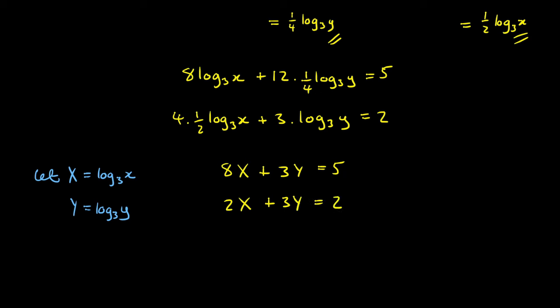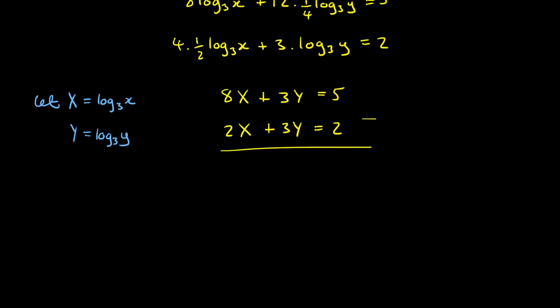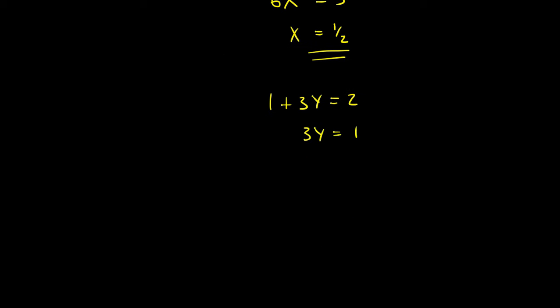Right, now that should be a fairly simple simultaneous equation because I've got the same number of Y's, so I can do elimination. I will subtract the bottom equation from the top, and if I do that, I will get 6 big X is equal to 3, which means that big X is equal to a half. And if big X is equal to a half, I can substitute that into the second equation. So 2 times a half is 1, plus 3 big Y is equal to 2. So 3 big Y is equal to 1, which means that big Y is equal to a third.